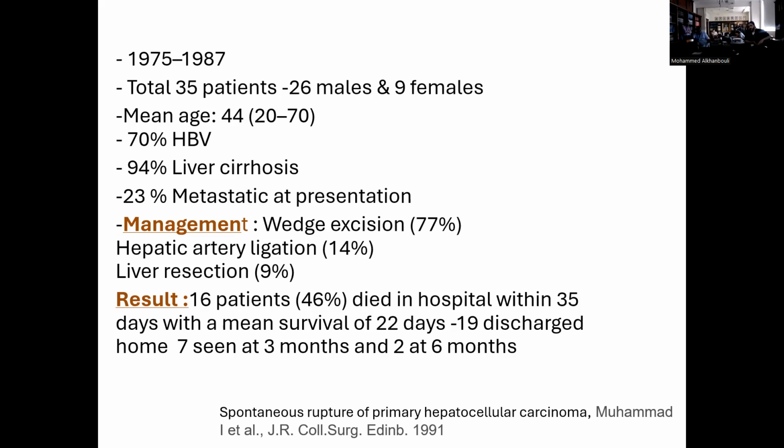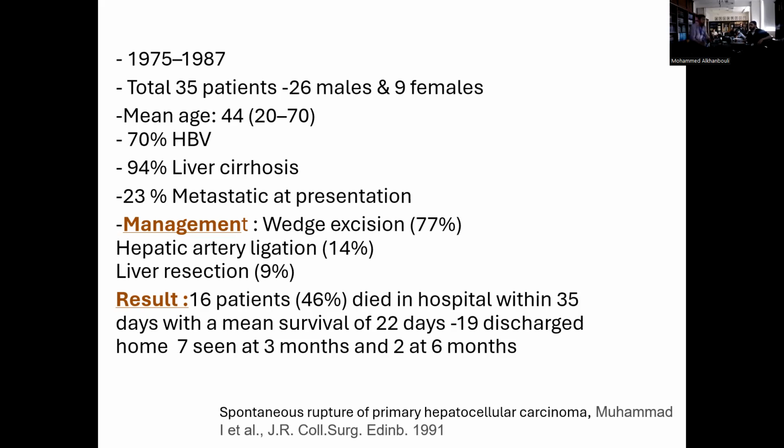They also presented as spontaneously ruptured HCC. In the management, 77% of them had wedge resection, 14% had the hepatic artery ligated, and 9% had formal liver resection. Following them up for 6 months, there was a high mortality rate. 46% actually died during the first 35 days, with a mean survival of only 22 days. Of the 19 people who were discharged home, 7 were seen at 3 months and only 2 were seen at 6 months. The remaining were assumed to have passed away.